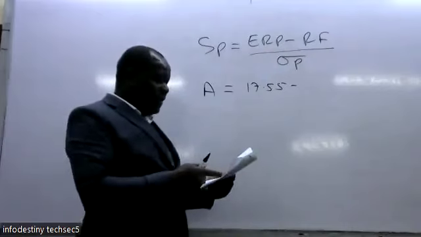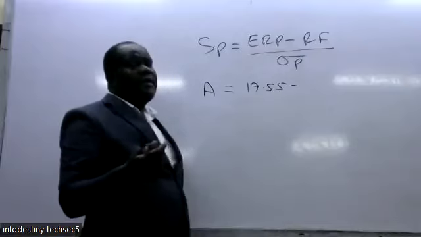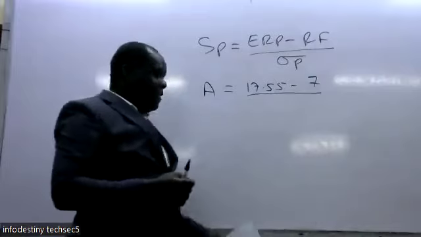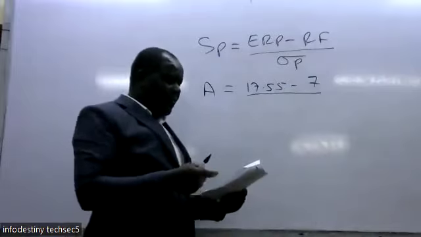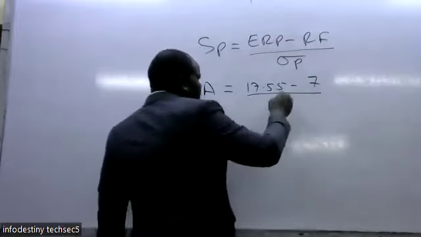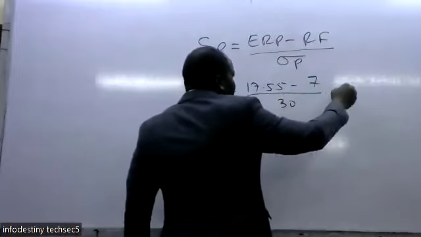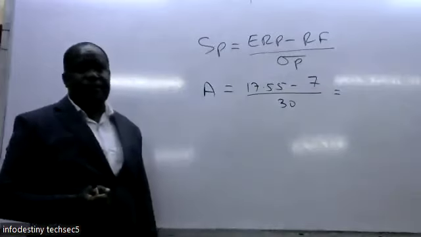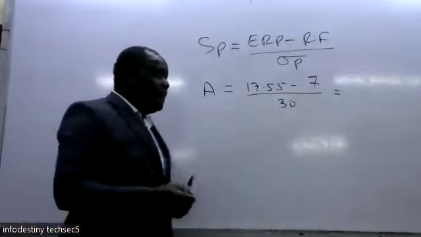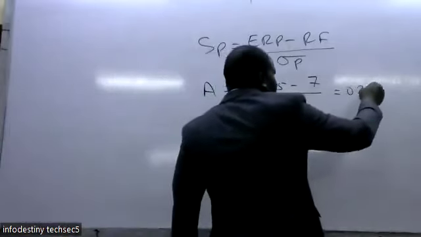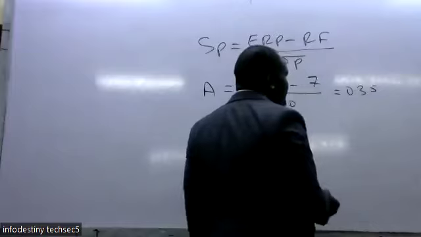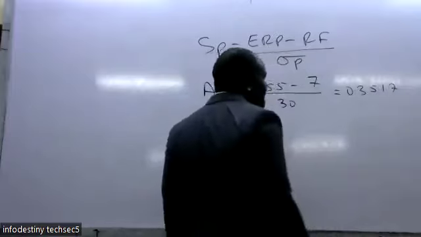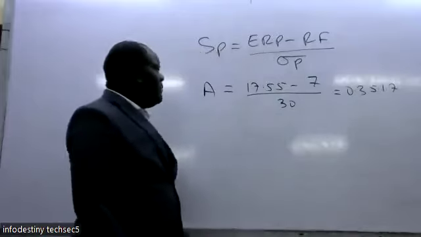The market return and risk is 14, and that means it is 7. Then divide by the standard deviation of A. The standard deviation for A is given as what? So we have that value and see what we get from that question. So 0.35. So that will be for A.